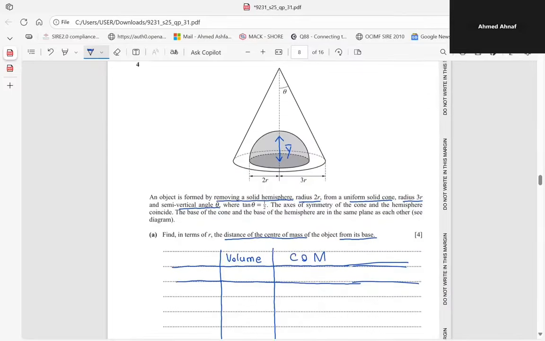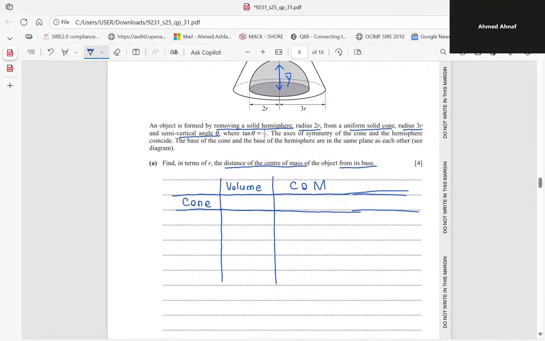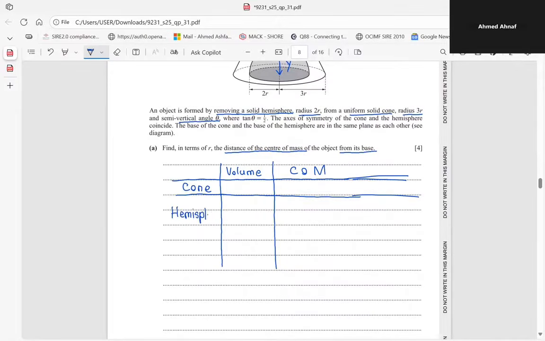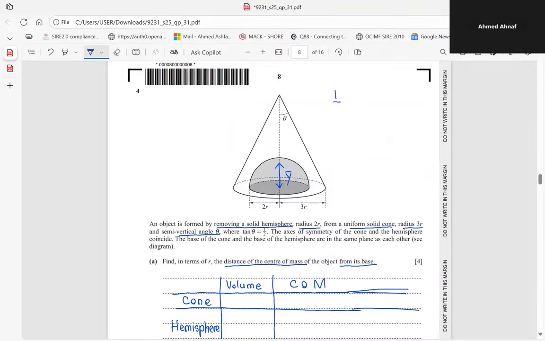Let's do it for the cone and then the hemisphere first, and then we'll do it for the object. The volume of the cone, we can use the formula 1/3 pi r squared times height. We're not given the height, but we can use simple trig. Tangent theta is opposite over adjacent, 3r over h. So h is 3r over tangent theta, and tangent theta is half, so 1 over tangent theta is 2, so h is just 6r. So 1/3 times pi times 3r squared times 6r is 2r times 9r squared, which gives 18 pi r cubed. This is the volume of the cone.